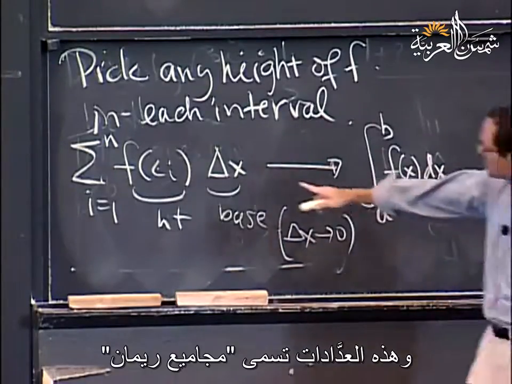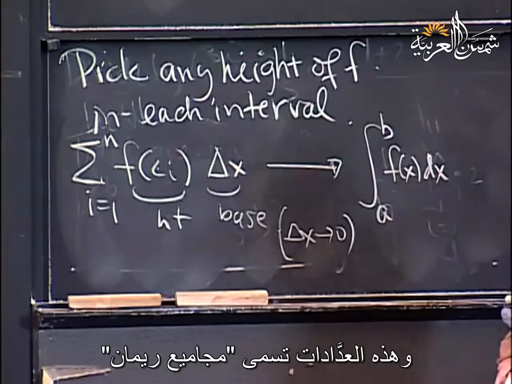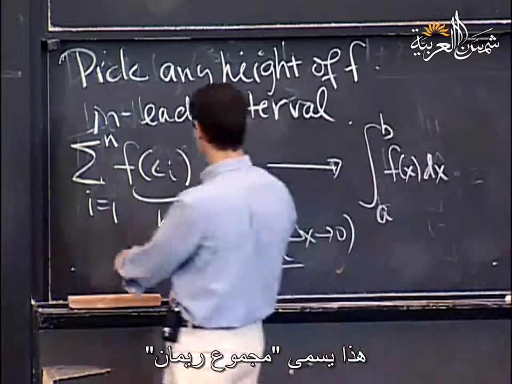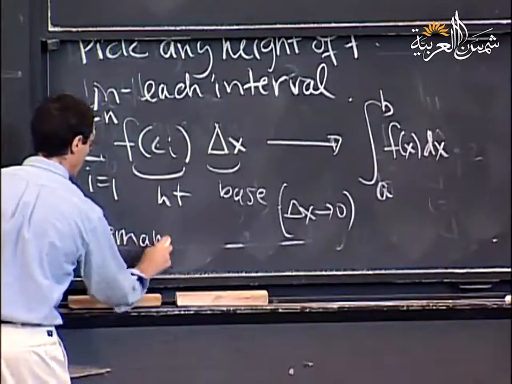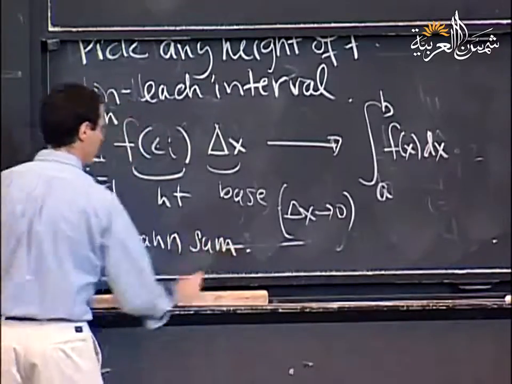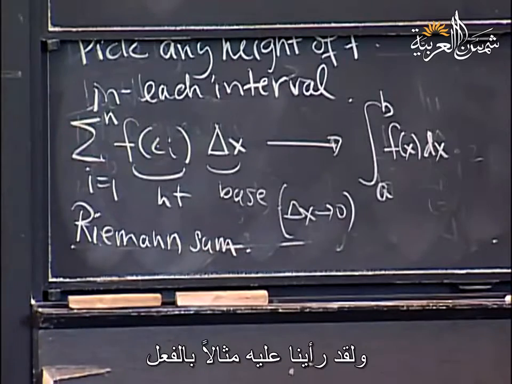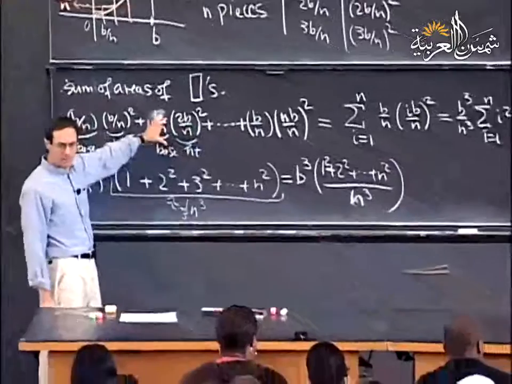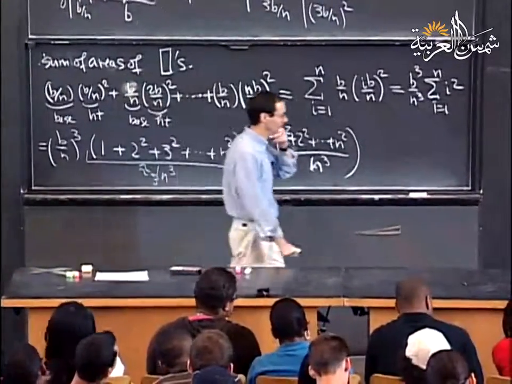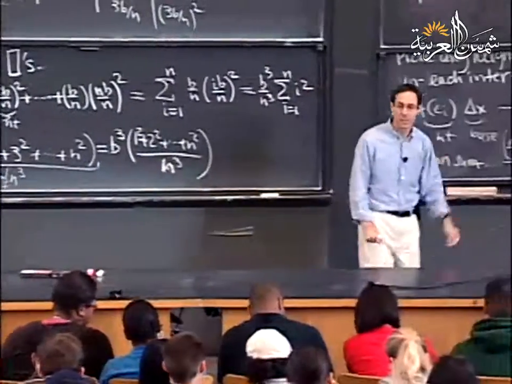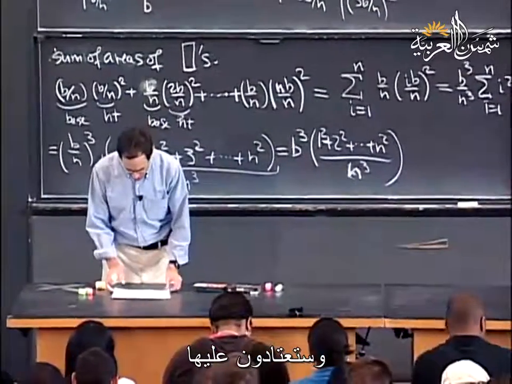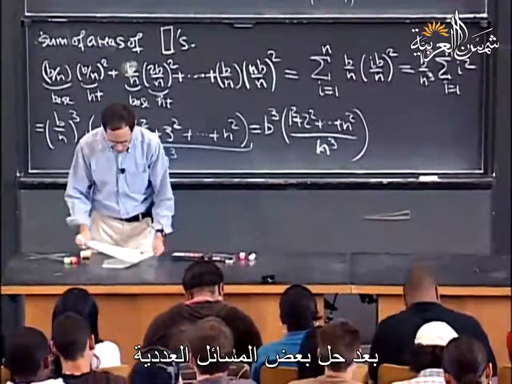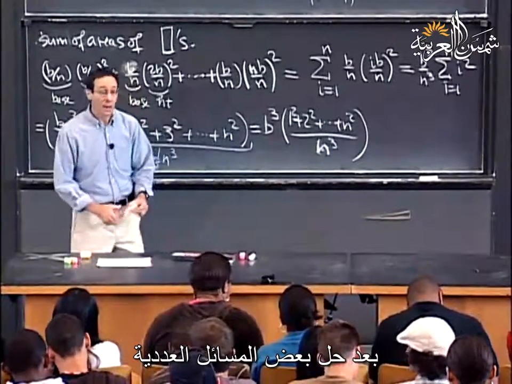And these gadgets are called Riemann sums. This is called a Riemann sum. And we already worked out an example. This very complicated guy was an example of a Riemann sum. All right, so that's a notation, and we'll give you a chance to get used to it a little more when we do some numerical work at the end.